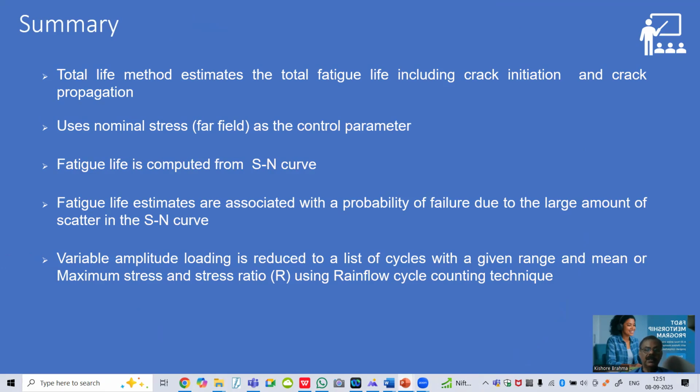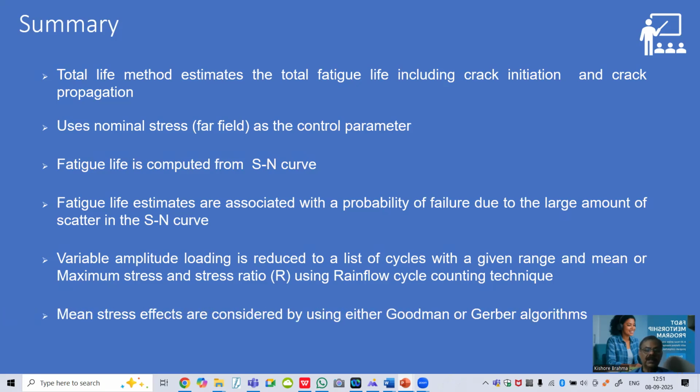Variable amplitude loading is reduced to a list of cycles with a given range and mean or maximum stress or stress ratio using the rainflow cycle counting technique. Mean stress effects are considered by using either Goodman or Gerber algorithms.